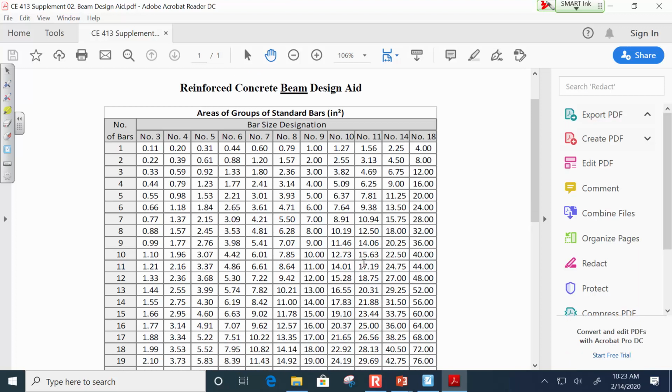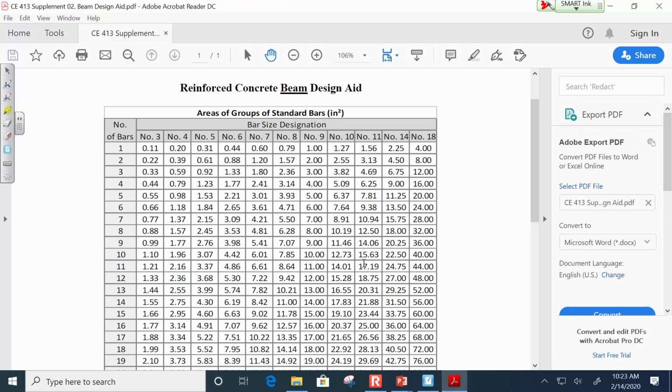So let's just do this together on the board, because this is pretty simple, I think, at this point. Let's start picking some bar sizes. The number of bars, and then b minimum, to come up with some options that we think would work and make sense. So let's start off with maybe number 5s. How many number 5s would we need?